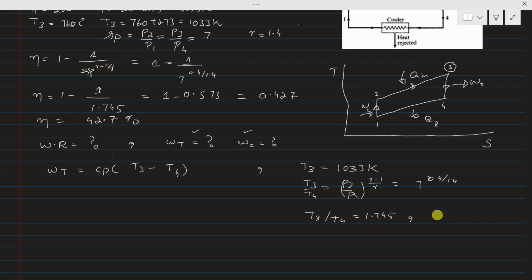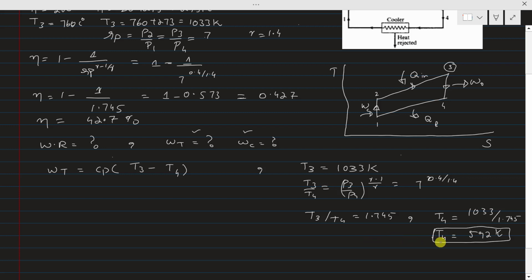So just divide 1033, because T3 is 1033 Kelvin, by 1.745 to get the T4 value. So the T4 value you will get is 592 Kelvin. Okay, so here we get the T4 value, that is 592 Kelvin.